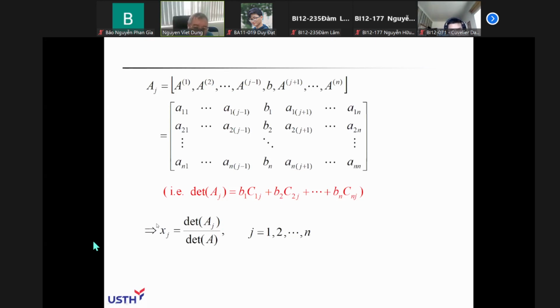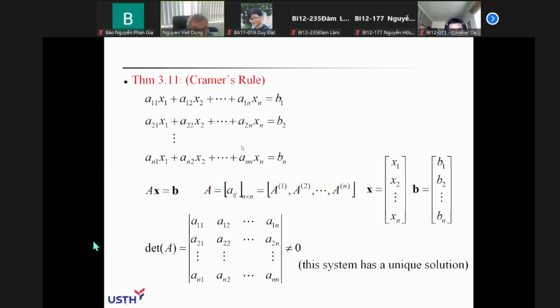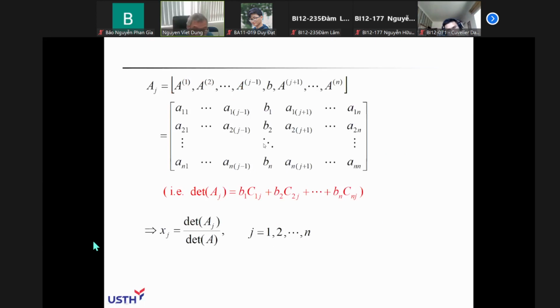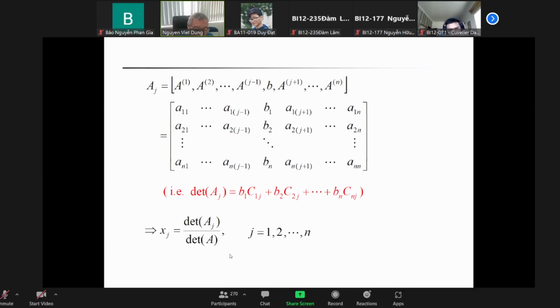Then we know that the solution for that system will be the following: xj will be the determinant of Aj over the determinant of A, for any j from 1 up to n. So we know exactly how we can find the solution.